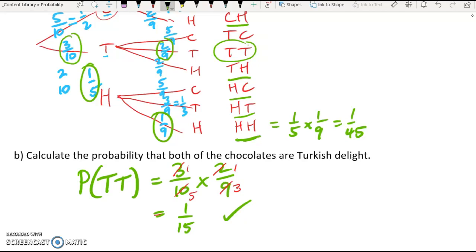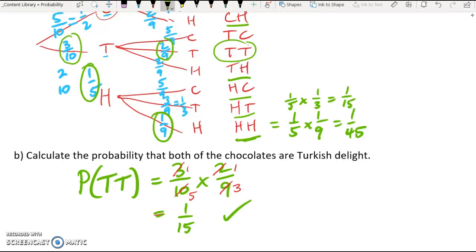Let's have a look at the hazelnut Turkish Delight probability. That's 1/5 as well, multiplied by the probability of the next one being a Turkish Delight, which is 1/3, which is a 1 in 15 chance that you're going to get hazelnut then a Turkish Delight.